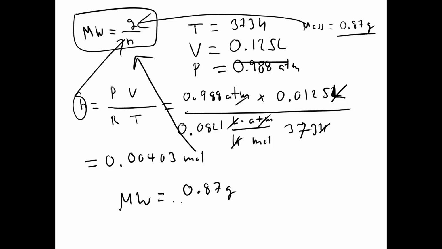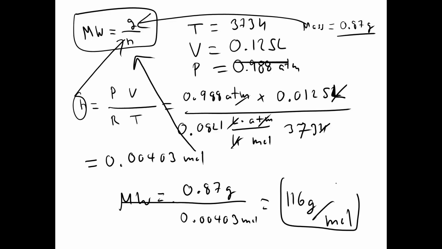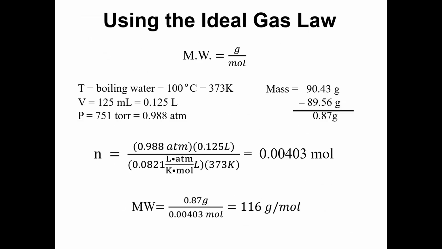0.87 grams of stuff divided by 0.00403 moles equals 116 grams per mole. Question answered. Okay, so here it is nicely worked out.